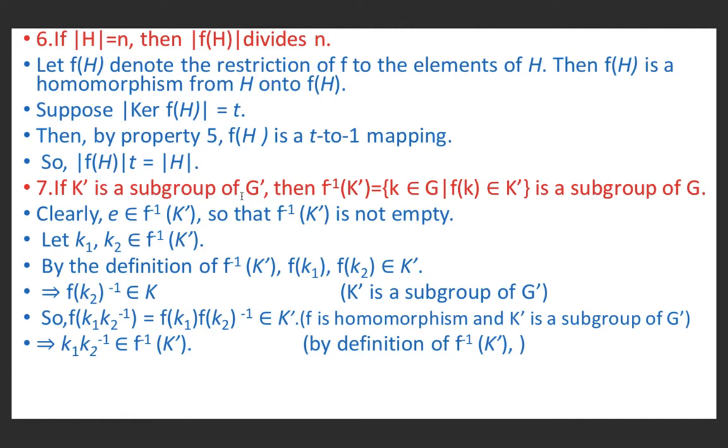If K' is a subgroup of G', then f inverse K', equal to the set of k belonging to G such that f(k) belongs to K', is a subgroup of G. Clearly, e belongs to f inverse K', so that f inverse K' is non-empty, because f inverse K' consists of elements of G, and G being a group, it contains an identity element. So e belongs to f inverse K'.